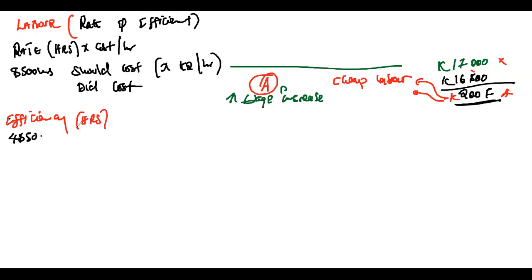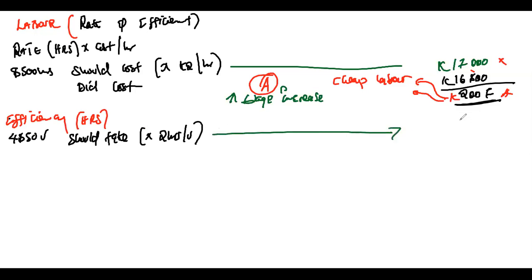4,850 units. So these units should take, we've been told, 2 hours per unit. So when we multiply 4,850 by 2, how much do we get? 9,700. We've got our 9,700 hours. These are hours. Remember to put units in management accounting, performance management. Those are the hours it should have taken them.